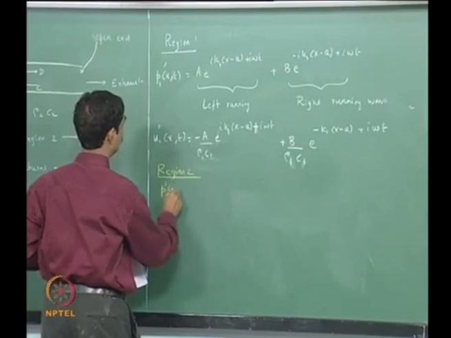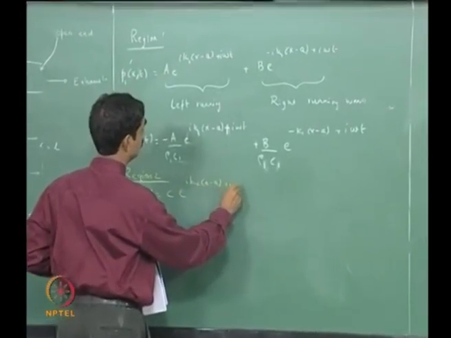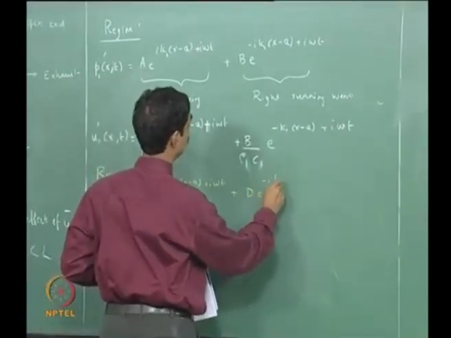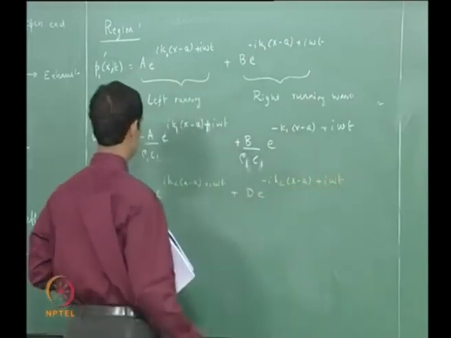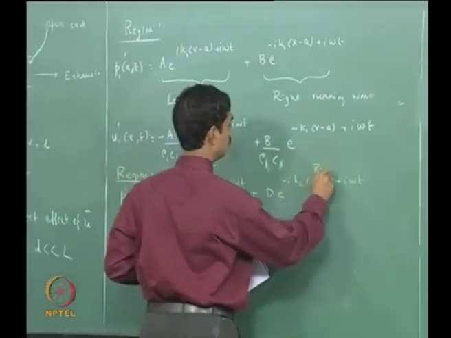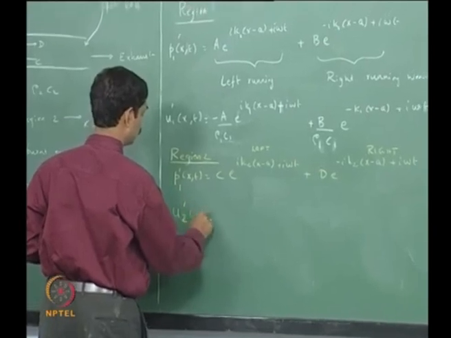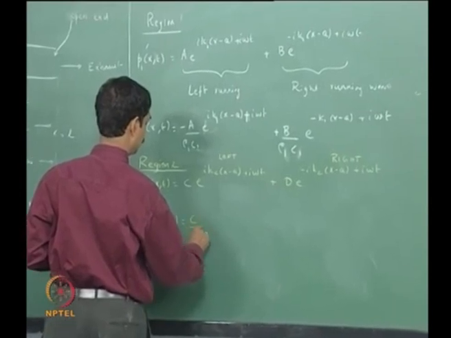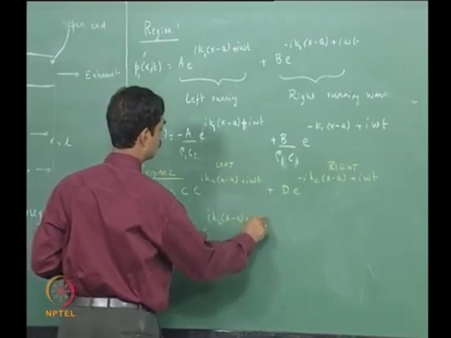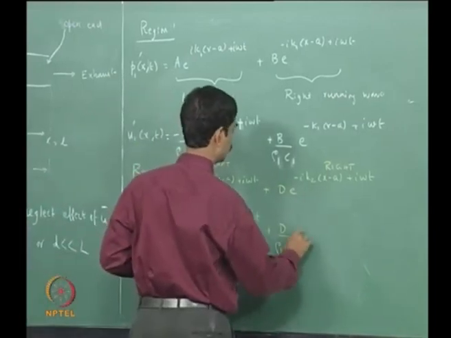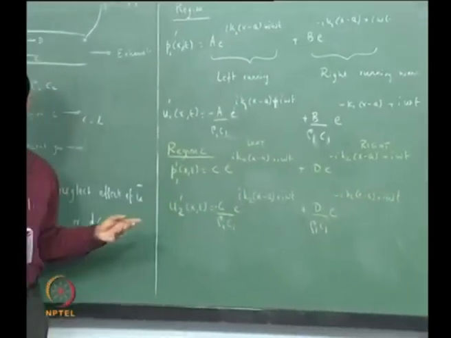So you will say P prime of x comma t equal to c e power i k 2 (x minus a) plus i omega t plus d e power minus i k 2 (x minus a) plus i omega t. So again this is left and this would be right, and you can say I presume this is okay so far.